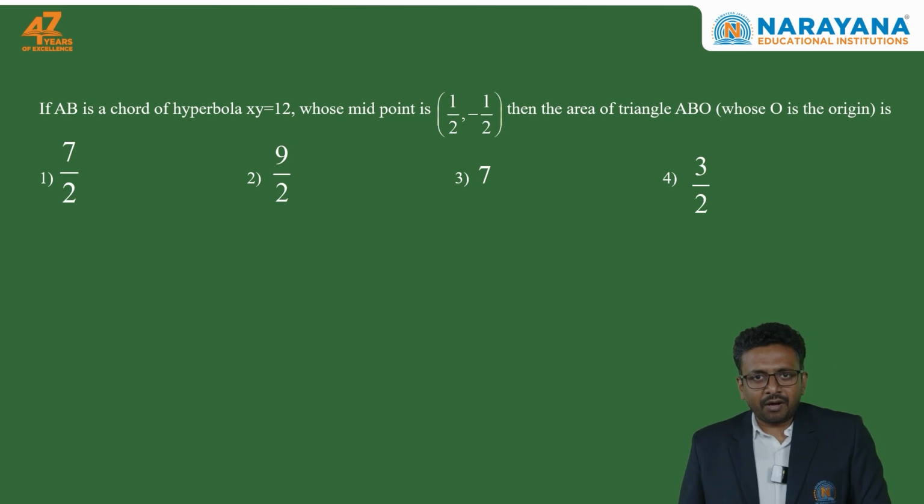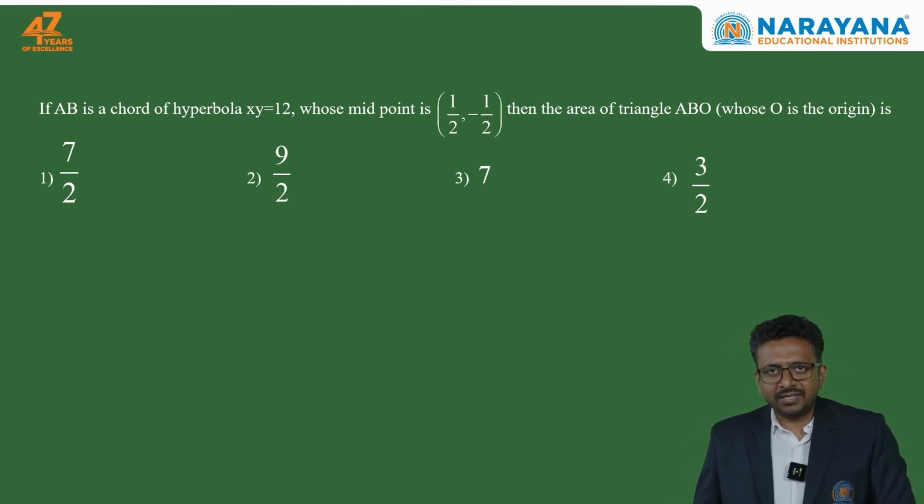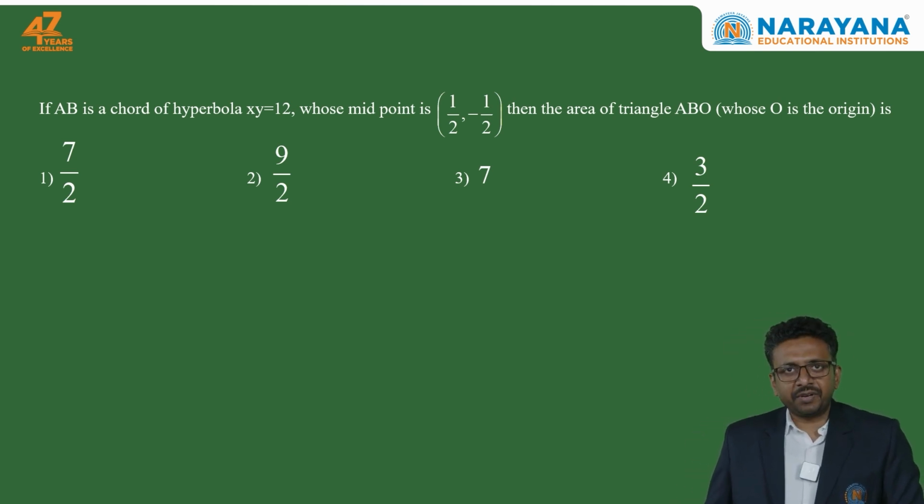AB is a chord of the hyperbola xy equal to 12, whose midpoint is (1/2, -1/2). Then the area of triangle ABO is equal to what? So this is a question from hyperbola.